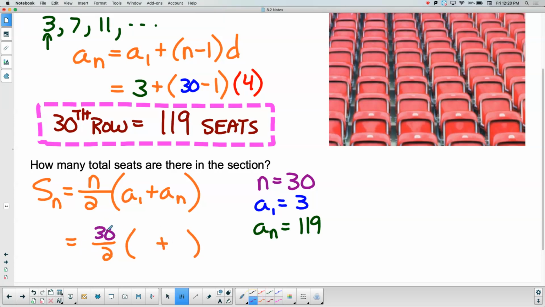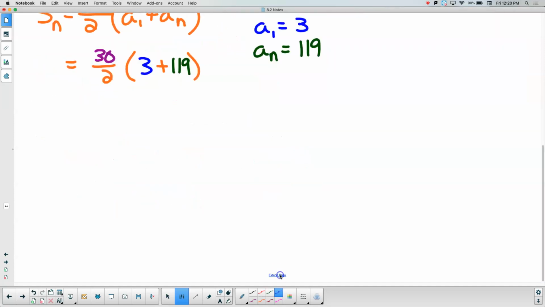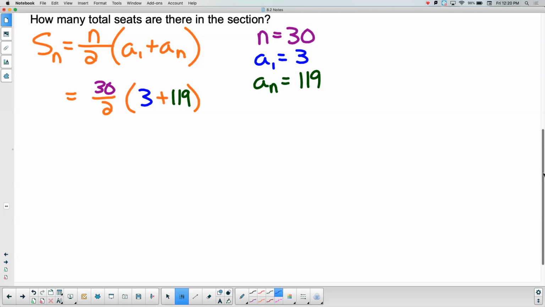So, 30, 119. 30 divided by 2 is 15. Three plus 119 is 122. How many total seats are in that section? 1,830 seats.